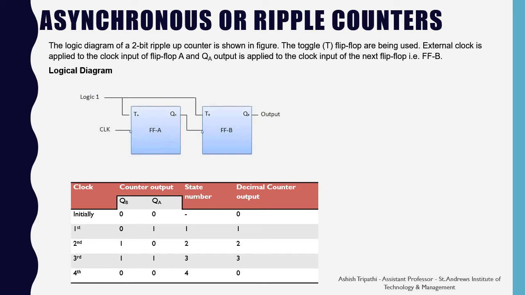Similarly, in the second clock you are getting the QB output as 1 and QA as 0, so you are getting 1 0 as the binary output for 2. In the third clock you are getting QB and QA values as 1 1, so it is the binary equivalent for 3, and the decimal counter value will be 3. And on applying clock pulse 4, you are getting QB as 0 and QA as 0, so it states the decimal counter value of 0.